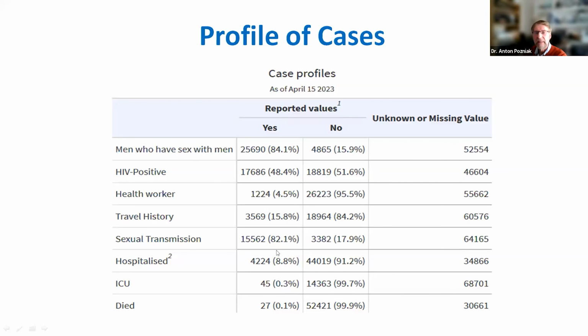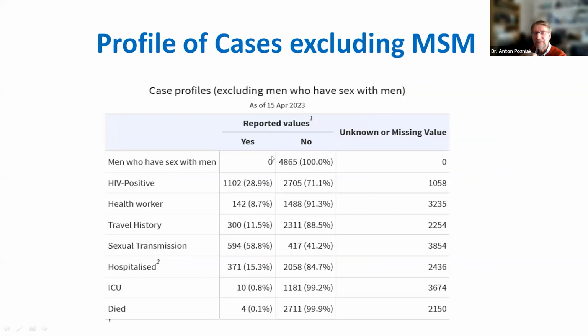If you then look at all the cases, but take away the MSM, so we have no MSM in this data, now if you look at HIV positive, it's much less. So these are non-MSM HIV positives. Health workers is a little bit more, 8.7%. Travel history less. Sexual history, though, you can see transmission has gone down a bit here. Hospitalized has gone up a bit. ICU about the same, and died. So it's interesting the impact of being MSM on the case profile.